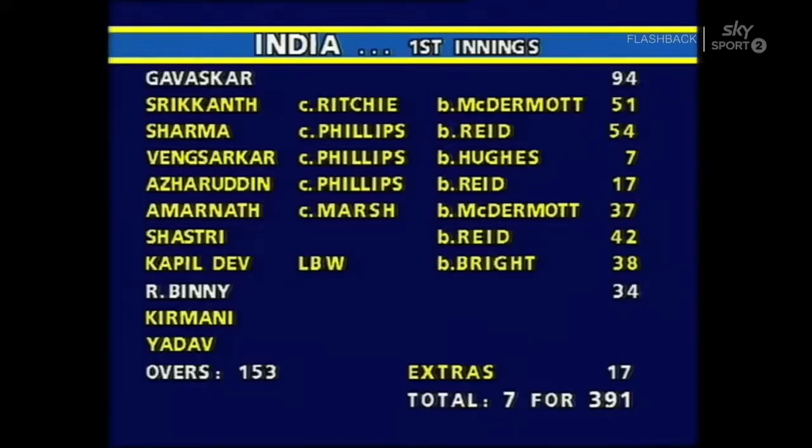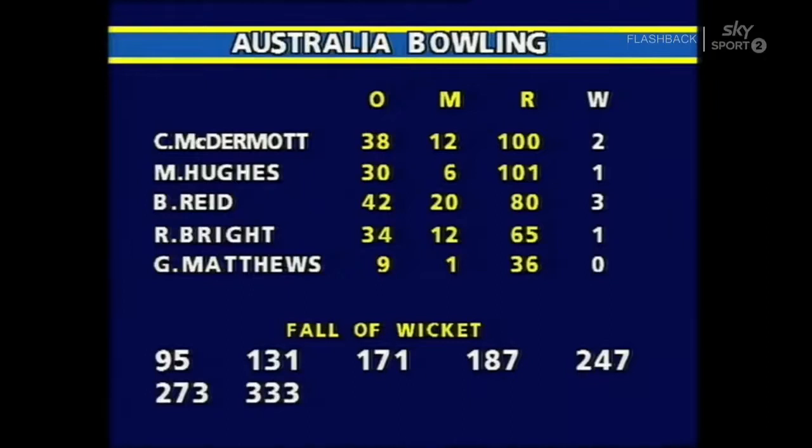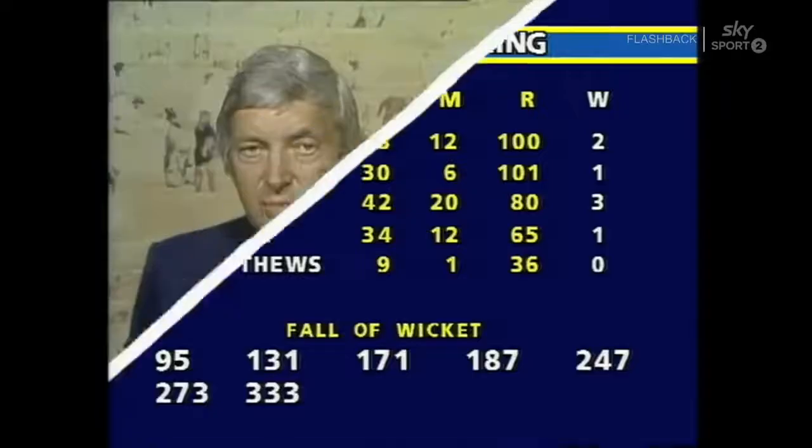We're showing every sign tonight of going on tomorrow to a sizable total. The men out today: Azharuddin 17, Amanar 37, Shastri 42, and Kapil Dev a very bright 38. 7 for 391. And the Australian bowlers, outstanding was Bruce Reid of Western Australia in his first test, 42 overs, 20 maidens, 3 for 80, and he thoroughly deserved those figures. Could have been even better actually, because Hooks dropped that chance of him late in the day. 2 wickets to McDermott, 1 to Hughes, and 1 to Ray Bright.